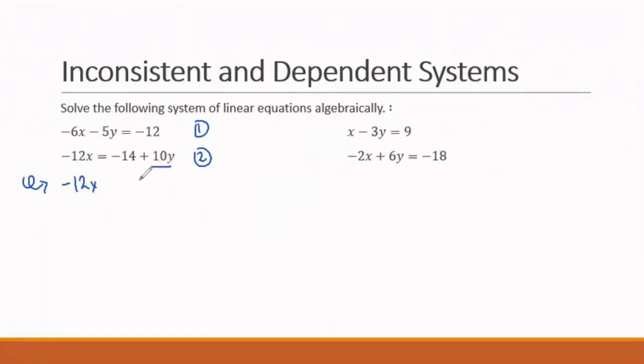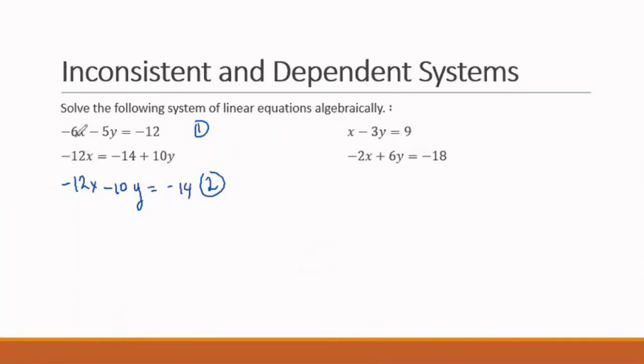So to move it to the left-hand side, I'm going to subtract 10y from both sides. And I'm going to leave the negative 14 on the right-hand side. So that's really what equation 2 looks like. I'm not even going to acknowledge that middle equation. Here we have equation 1 and equation 2. Do you notice anything odd about equation 1 and equation 2?